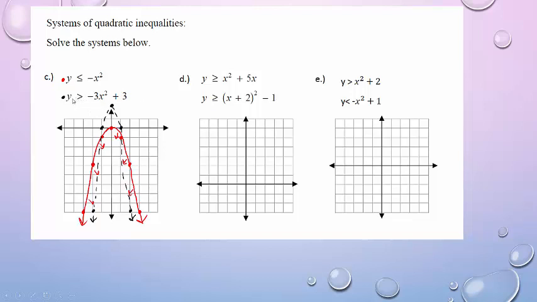Let's say you want to try 0, 0. So 0 is greater than 3. That is not true. So we want to shade the side that's not including 0. So we want to shade outside of the black parabola, but inside of the red parabola. So again, I'm just drawing arrows. I'm not actually shading yet.